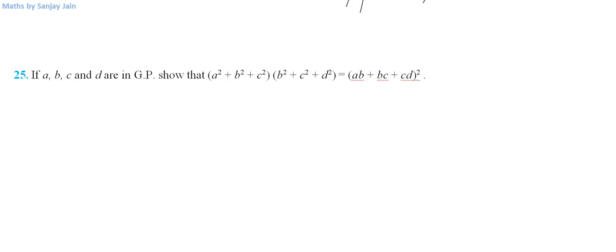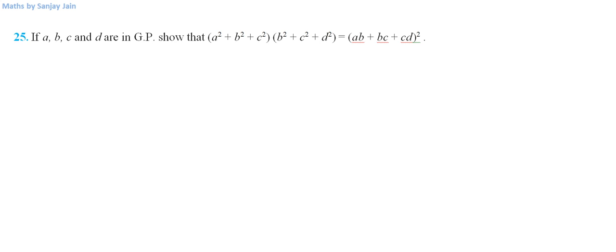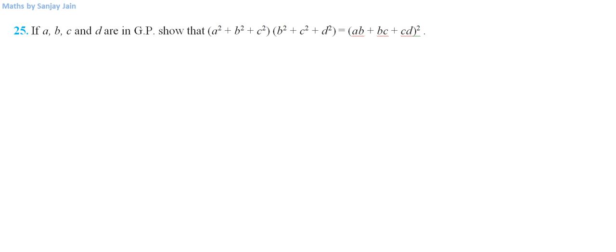A, B, C and D are in GP. Show that the given relation holds. So the idea that I'm getting is these are in GP, so let us consider r to be the common ratio. If this is the first term, what will be B? It will be ar. What will be C? a r squared. What will be D? a r cubed.